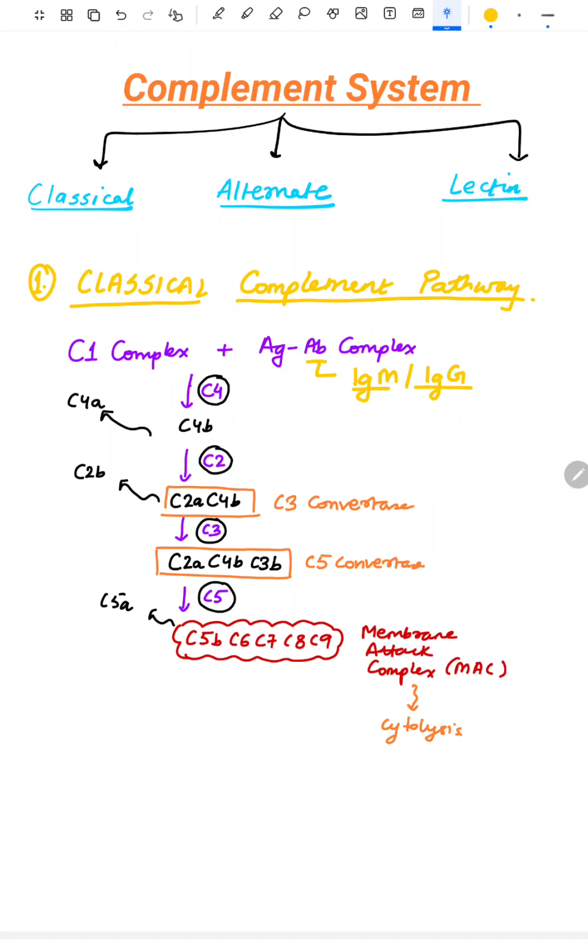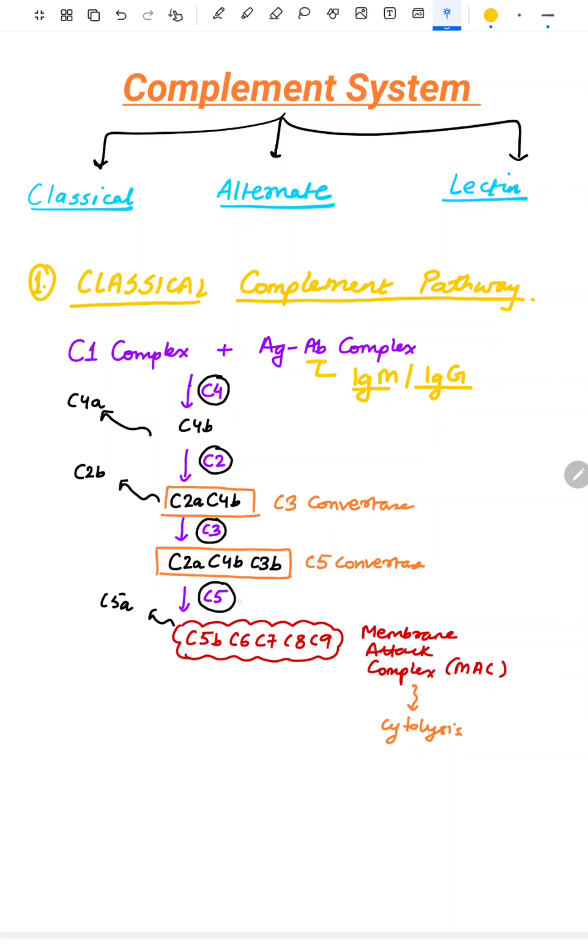So when the C1 complex binds to the antigen antibody complex, it acts on C4 and divides it into C4a and C4b. Now this C4b acts on C2 to divide it into C2b and C2a. Now this C2a and C4b is called the C3 convertase. Now this C3 convertase will act on C3 to divide it into C3a and C3b. So C2a, C4b and C3b is called the C5 convertase.